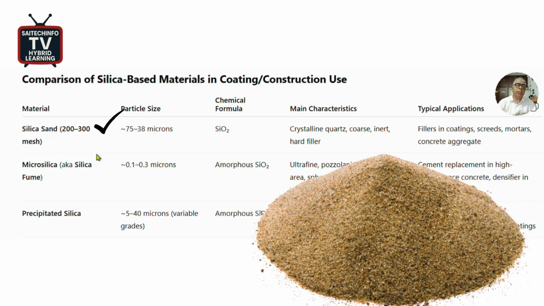The main characteristics of this silica sand: it is a crystalline quartz, then it is coarse, and it is inert. It is not chemically reactive, so it is an inert chemical. Then it's used as a hard filler also. So that is why this silica sand is used in coatings as fillers, and it's also used in screeds, mortars, and in any concrete aggregate.